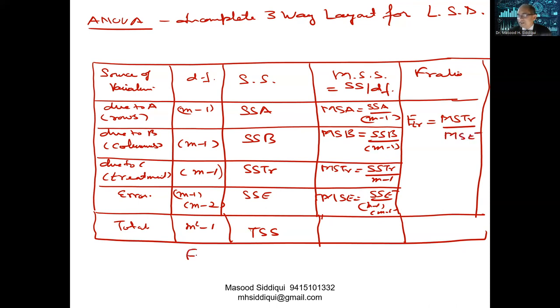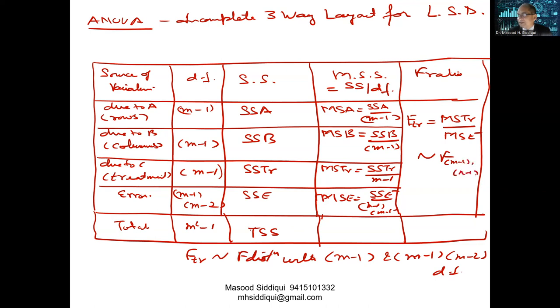Now, if we are interested only in the treatment part, then F is MSTR divided by MSE. This FTR follows an F distribution with m minus 1 degrees of freedom in the numerator for MSTR, and m minus 1 into m minus 2 error degrees of freedom. So it follows F with m minus 1, comma, m minus 1 into m minus 2. Accordingly, we decide whether to accept or reject the hypothesis.